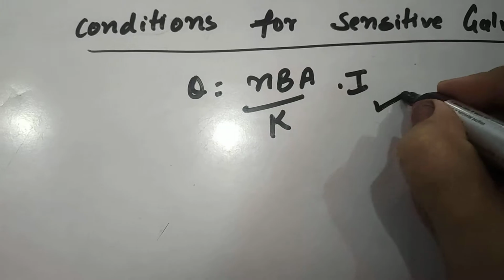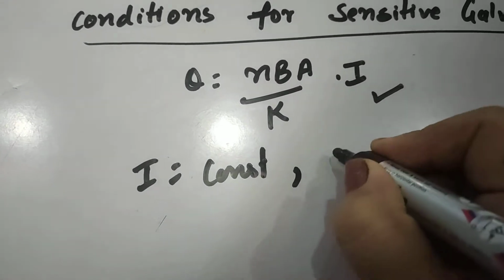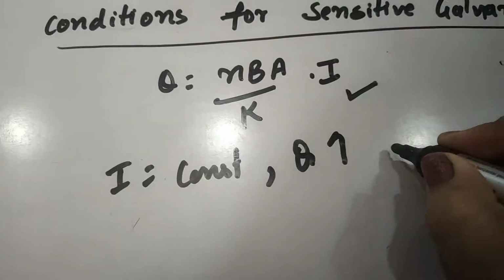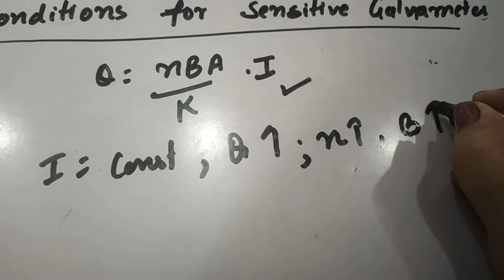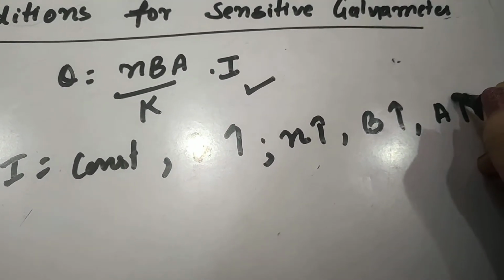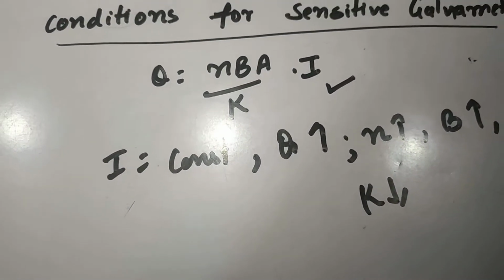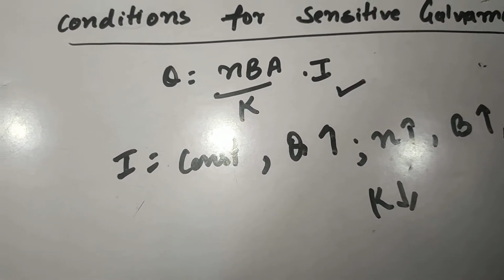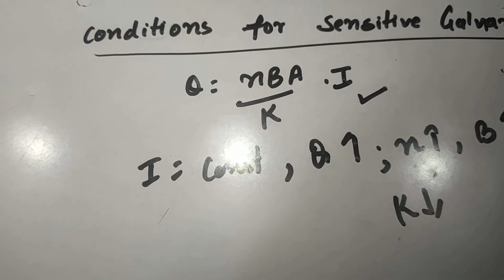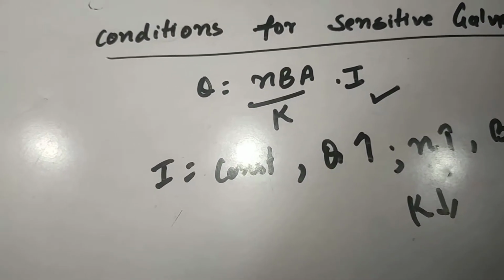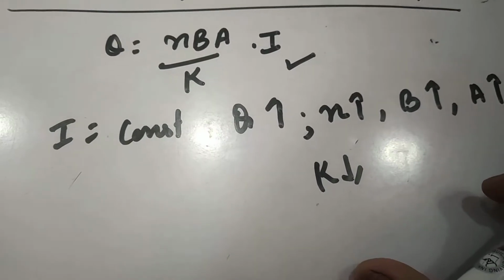Now for a constant value of I, theta could be increased if we can increase N, we can increase the magnetic field, we can increase the area, and we can decrease K. What is K here? K is the spring constant of the spring used in a galvanometer, which is attached to the bottom of the coil, right? Now let us discuss these cases separately.